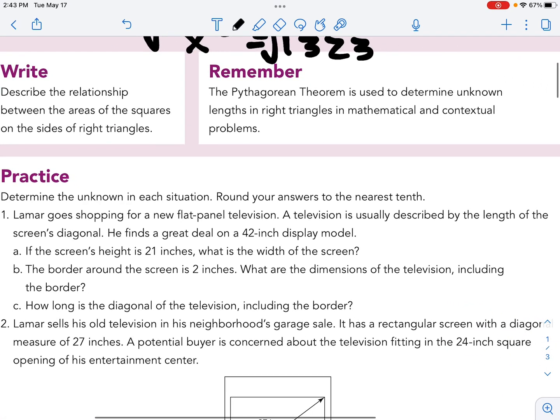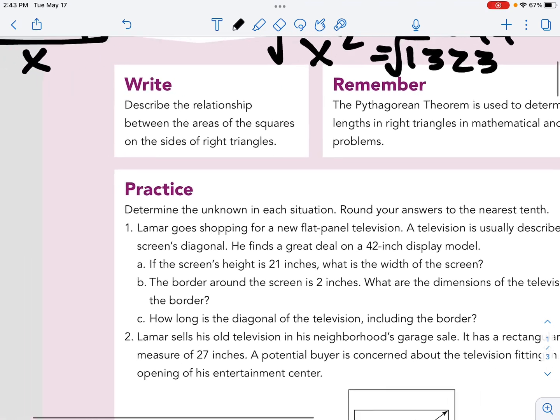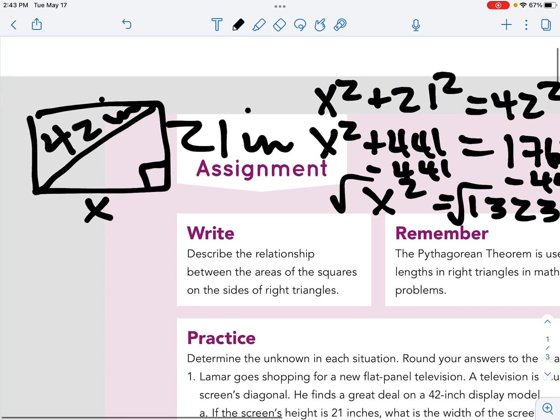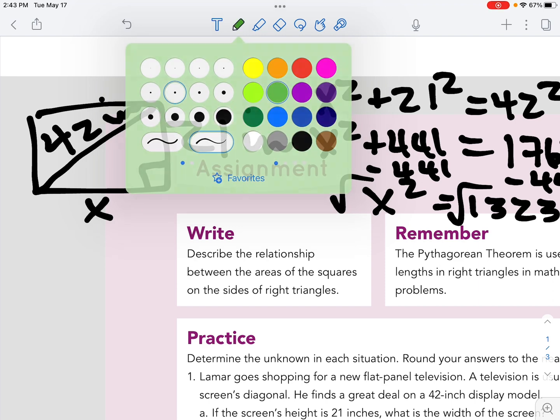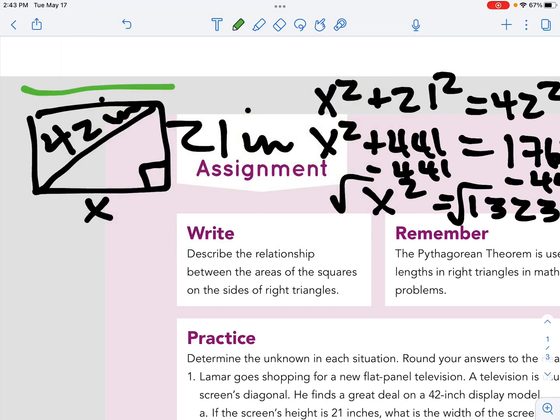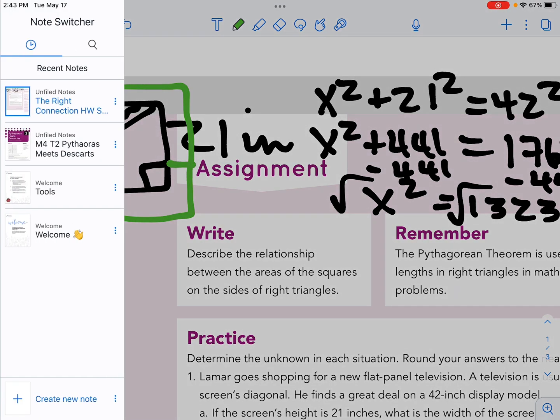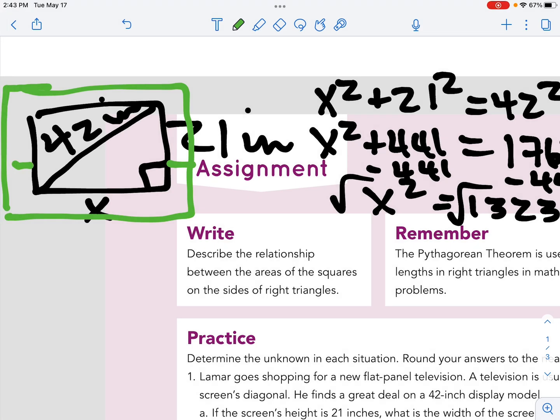So the next part says the border around the screen is 2 inches. What are the dimensions of the television, including the border? So now it wants to put a border around it. So we're going to put a border around it. So I have border, and from here to here is 2 inches. From here to here is 2 inches. From here to here is 2 inches. From here to here is 2 inches.